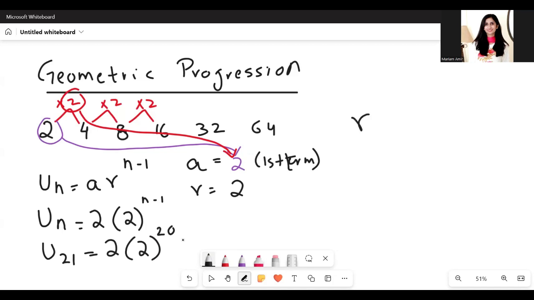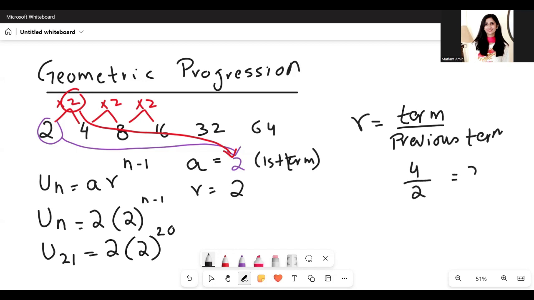If you have to find R and it's not that obvious, here definitely it's 2, we can tell. But if it's in decimals or fractions, then you find R through this formula. You take any term divided by its previous term. You can take the second term, 4, and its previous term, which is 2, so we get R equals 2. Or you can take this term, 32, and its previous term, 16, so you get 2. That's the formula for finding R: any term divided by its previous term, in case R is not obvious in the question.